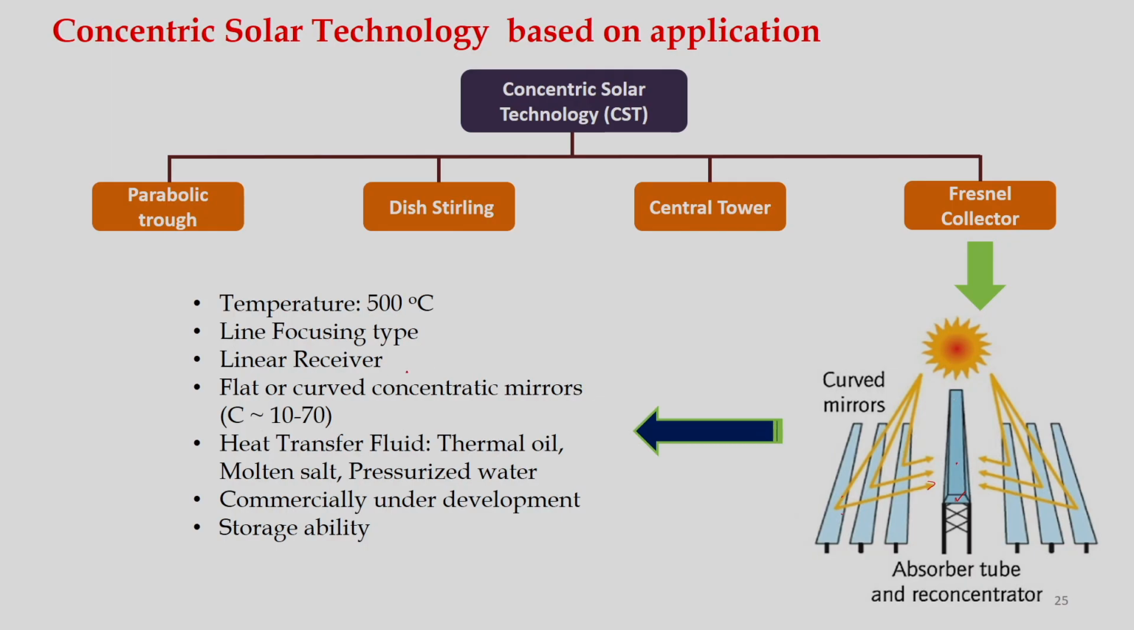Okay. And it is a linear receiver, as you can see, this is a linear receiver, and flat or curved concentric mirrors can also be used, and its concentration ratio varies from 10 to 70. And normally, thermal oil, molten salt and pressurized water are used as heat transfer fluid, and this technology is commercially under development, and it has storage ability. So, storage can be done, okay, because heated fluid can be collected and stored, and that can be used as per the requirement.